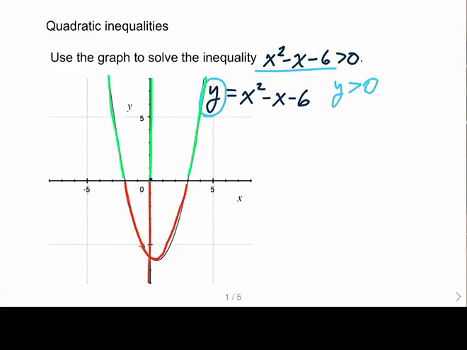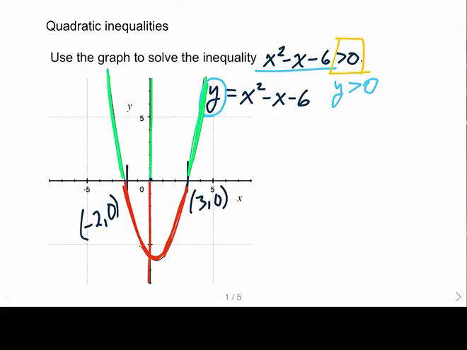I see here that there are two x-intercepts for this parabola, and one of them is at (-2, 0), and the other one is at (3, 0). So these are cutoff values that distinguish positive from negative function values. Here in our first example, we're solving the inequality where the expression is greater than 0. That means positive. So we're looking for where this parabola is above the x-axis.